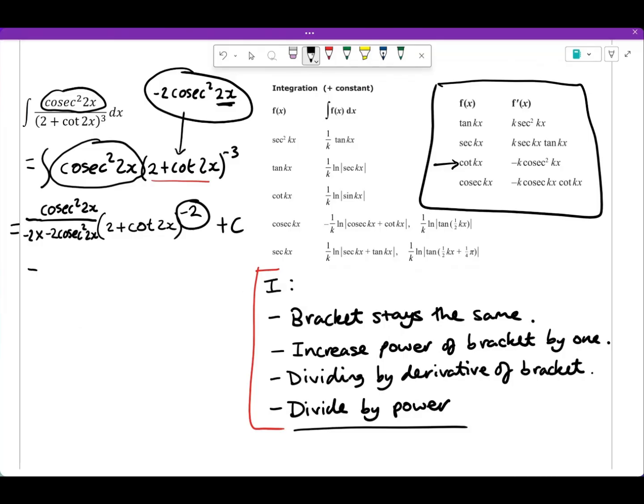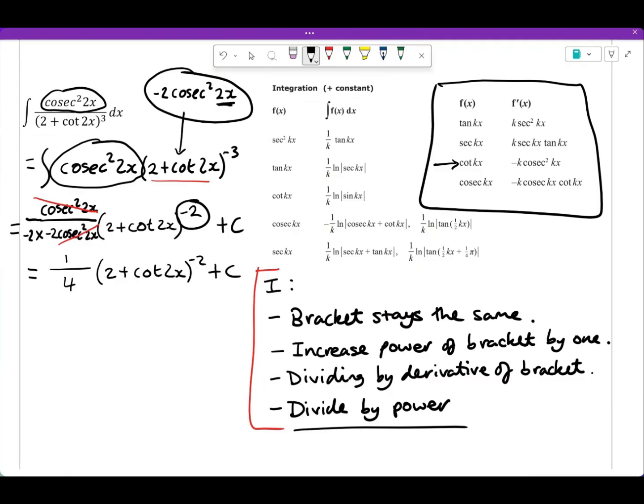Now, let's simplify what's written there. Well, the cosec squared 2x is going to cancel with the cosec squared 2x down here because they're factors of the numerator and denominator. So I'm left with 1 divided by negative 2 times negative 2, which is positive 4. And then I'd have my bracket 2 plus cot 2x raised to the power of negative 2 plus c. And that would be my final answer.